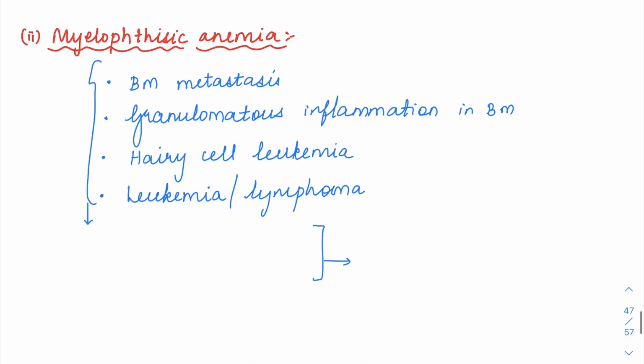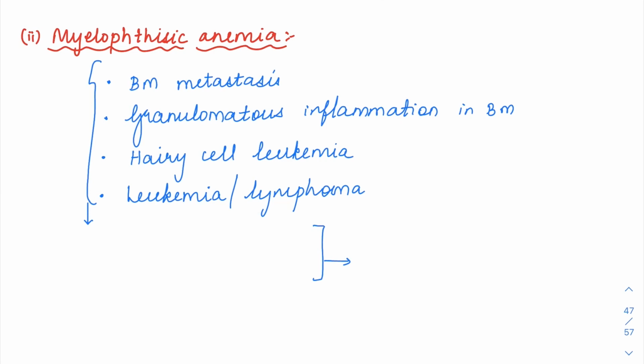Okay. So the next one will be myelophthisic anemia. Myelophthisic anemia means that the bone marrow is going to be infiltrated by something else. So there is no space for the hematopoietic cells, or there is going to be bone marrow architecture loss. All of this is going to decrease hematopoietic production, so it will result in a pancytopenia kind of picture.